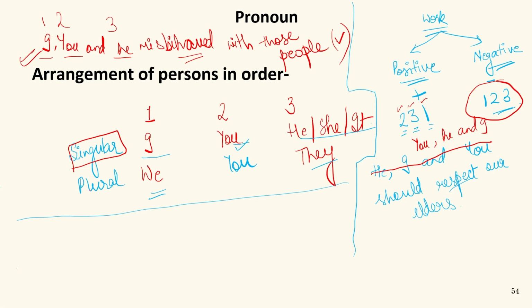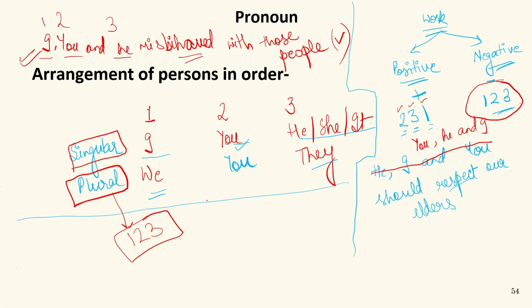If we are talking about plural persons, like we, you, and they, only one rule is followed, that is 1, 2, 3. In the case of plural persons, the work is irrelevant, and we use only one sequence, that is 1, 2, 3. There the sequence does not change. So we should keep in mind that this rule is applicable to singular persons. If the persons are plural, we will not follow the rule.